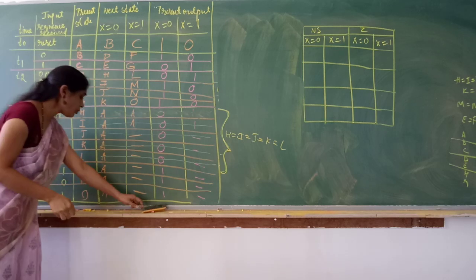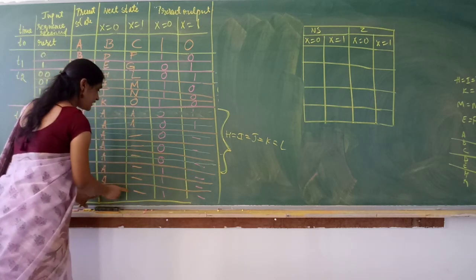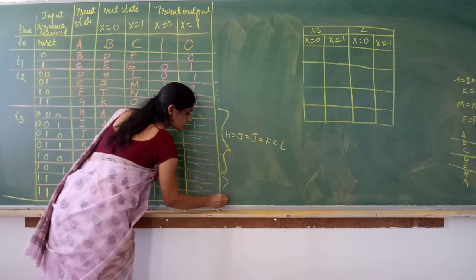Similarly, look at M and O. A dash 1 dash, A dash 1 dash, A dash 1 dash. So these three are the same.